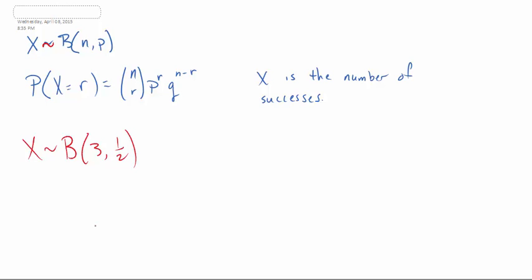For instance, if X is distributed as a binomial with 3, 1/2. So 3 trials, probability of success is 1/2. I want the probability that X equals 2. Well, we might do, I'll change this to 1/3. 1/3 times 1/3 times 2/3. That's 2 successes and 1 failure.